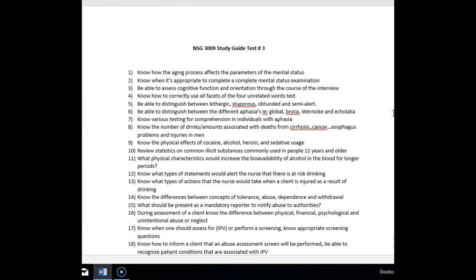Know what types of actions the nurse would take, like I just told you. Show the concern, and you might need to take some medical steps as far as them being at risk for drinking. Know the difference between the concepts of tolerance, abuse, dependence, and withdrawal.